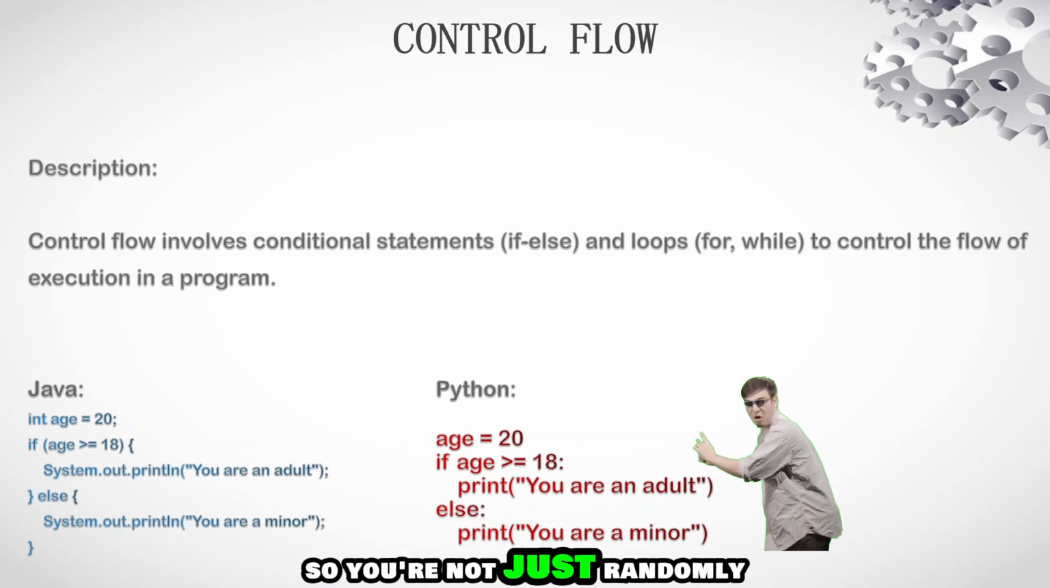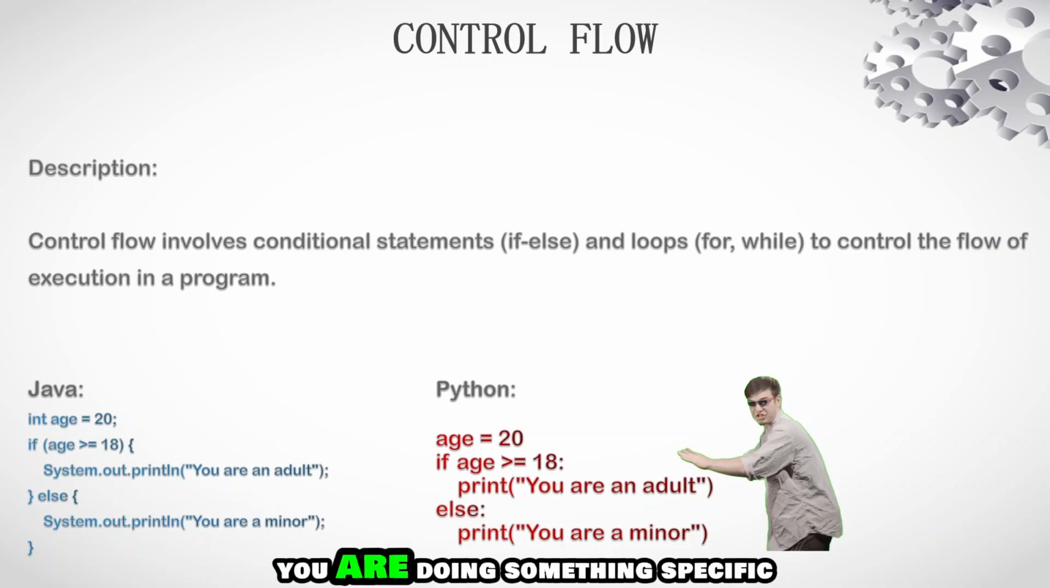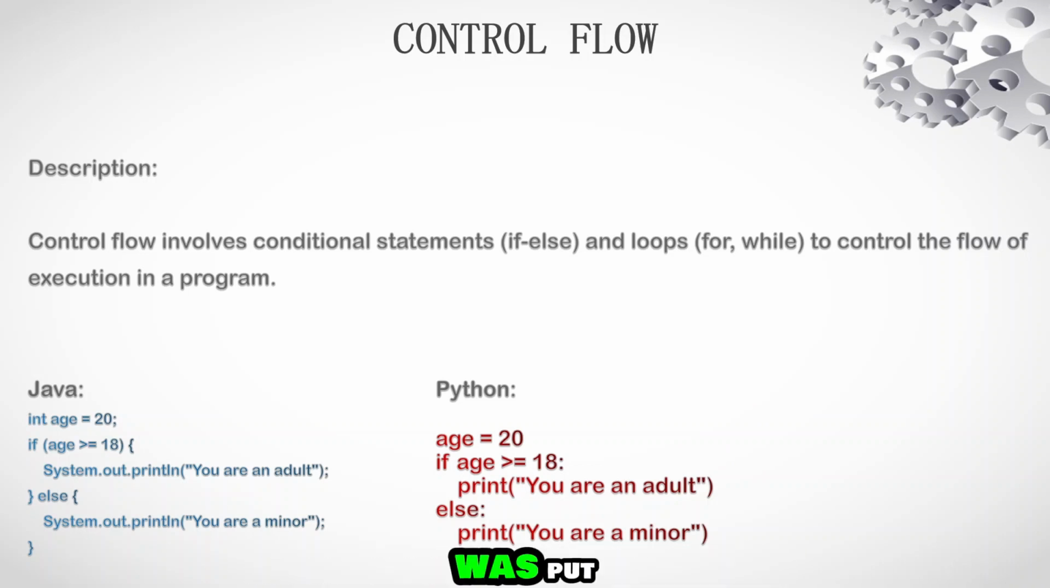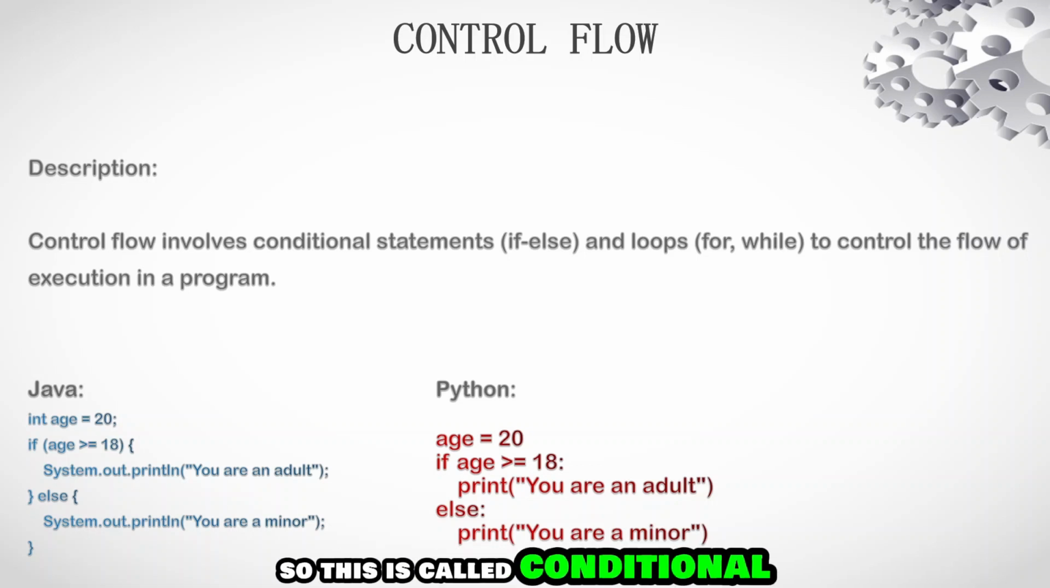So you're not just randomly printing all lines, you're doing something specific depending on the condition that was put, which is age greater than 18. So this is called conditional statement, which is helping you control the flow of your code.